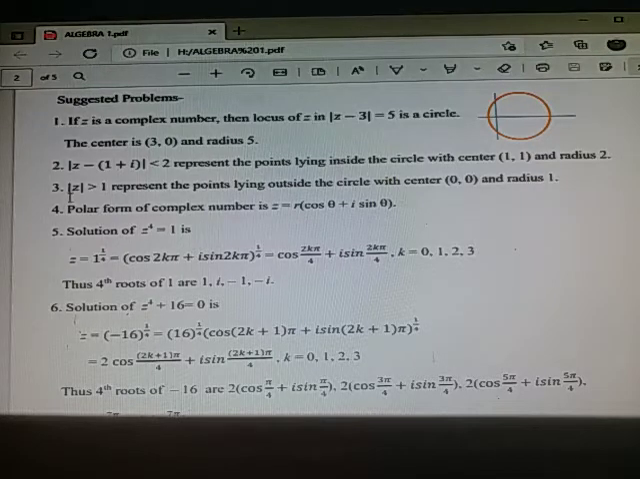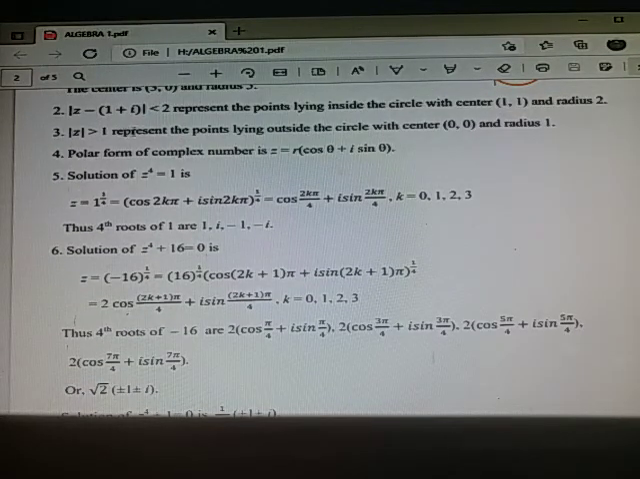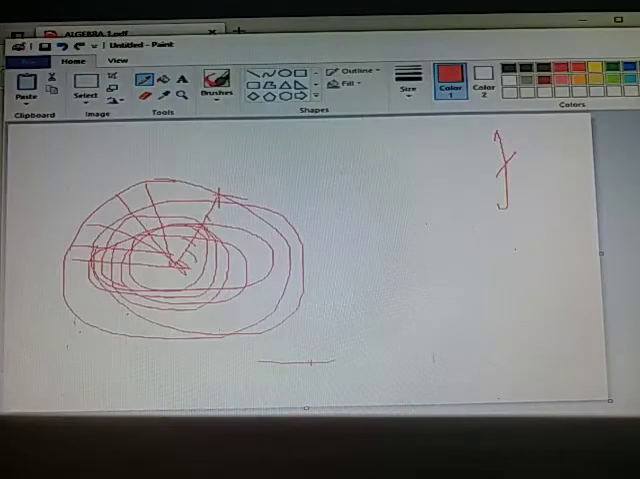So similarly, mod z, this is also a circle, and this is greater than 1. So this is z. So this is 1, 1, 0. 1 means 1, 0.